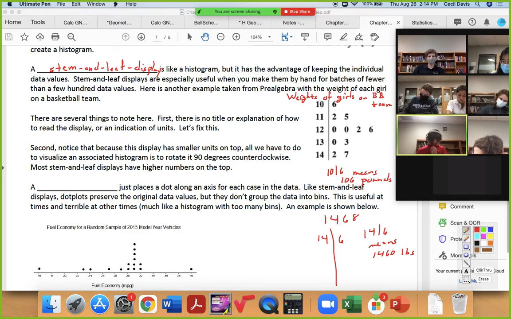The other thing that you will see sometimes is, if there are a lot of data values, they'll do a split. So for example, here they might split up the 120 pounds into 2 different groups. And so in the middle of your chart, you would have 12, 6, and here you'd have a 12, 0, 0, 2.